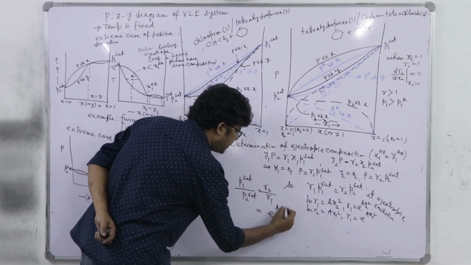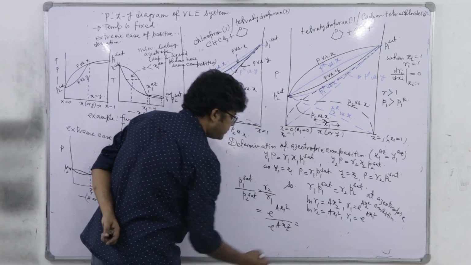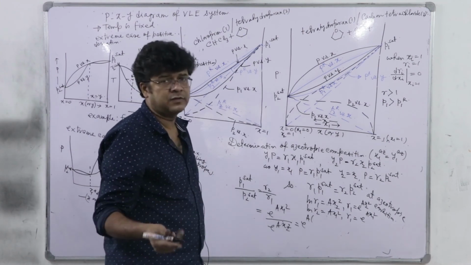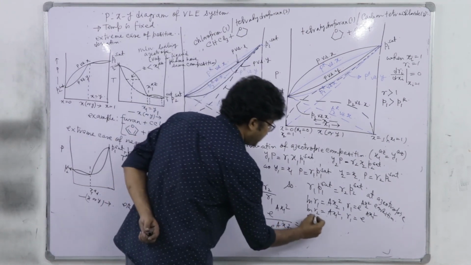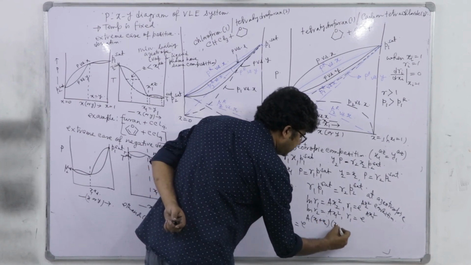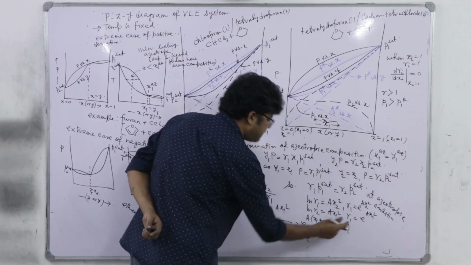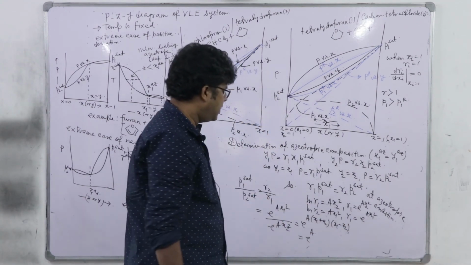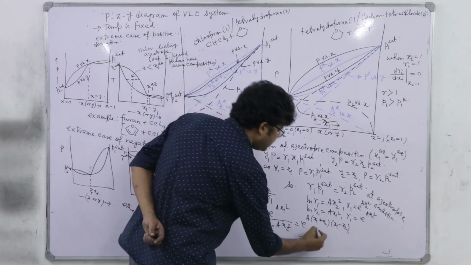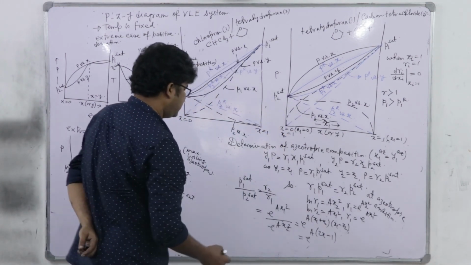So e to the power a x1 square divided by e to the power a x2 square. So e to the power a times x1 square minus x2 square. So x1 square minus x2 square is x1 plus x2, that is equal to 1, into x1 minus x2. So that is e to the power a into, here x1 is x, x2 is 1 minus x, so it is 2x minus 1. Right.